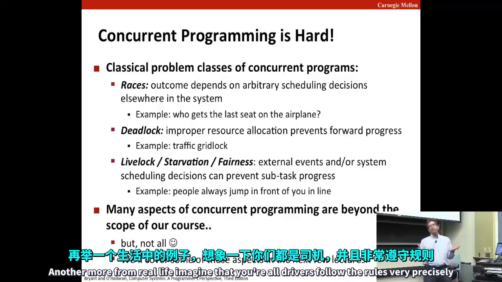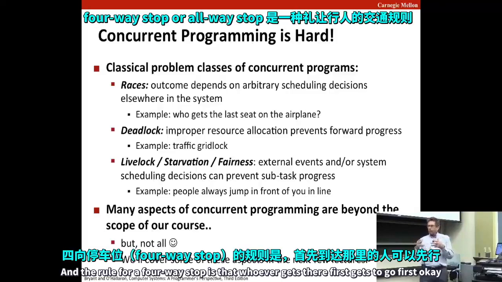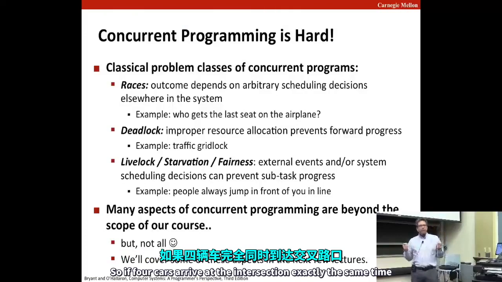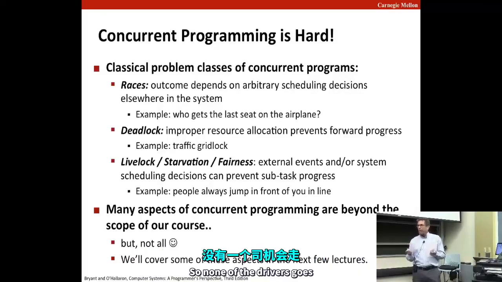Another example, more from real life: imagine that all drivers follow the rules very precisely. And the rule for a four-way stop is that whoever gets there first gets to go first. So if four cars arrive at the intersection at exactly the same time, then you have a deadlock. None of the drivers was first, so none of the drivers goes.